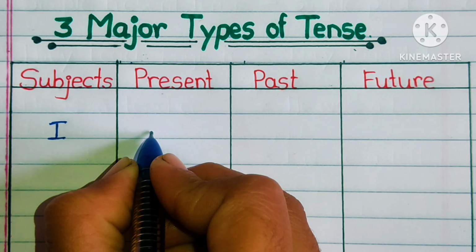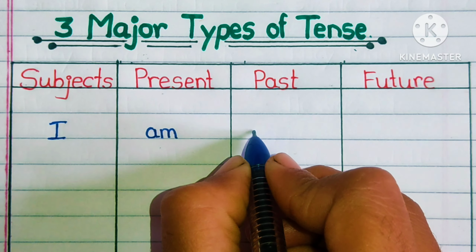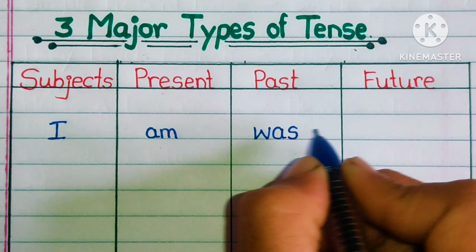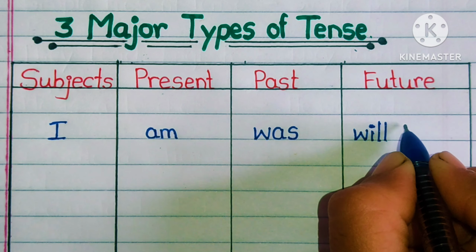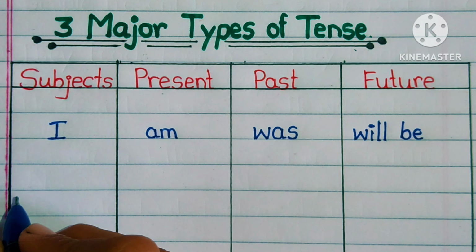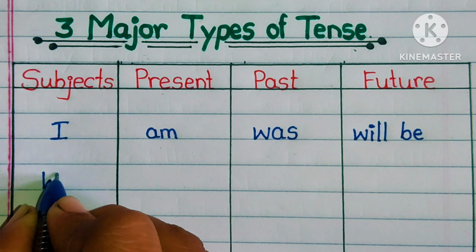Today I am writing 3 major types of tenses. Let's see, 3 major types of tenses. Subject is I. In present tense we use it as am. In past was and in future will be.